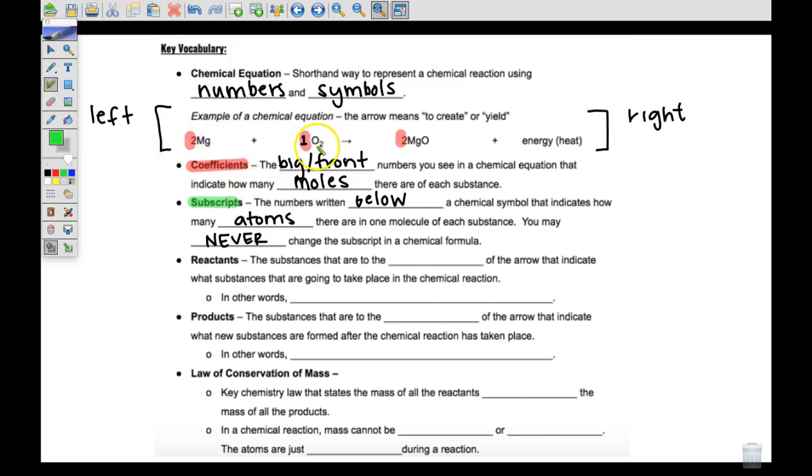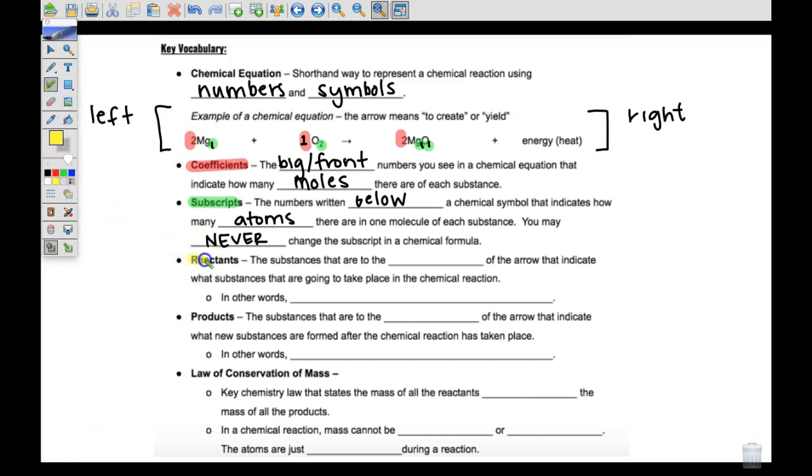In our model, I see that there's a really obvious subscript here. But even though there's no small numbers written after the rest of these chemical symbols, we can assume that they are 1. So when we have subscripts, I see that when there is no number, I can just assume it to be 1.